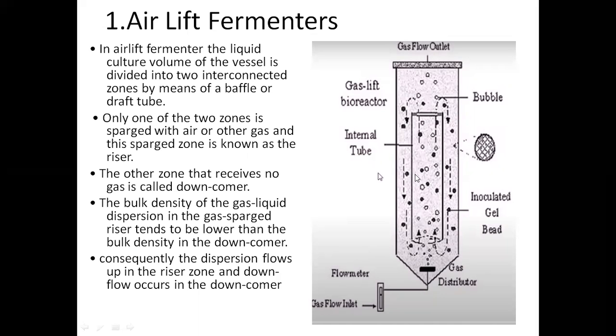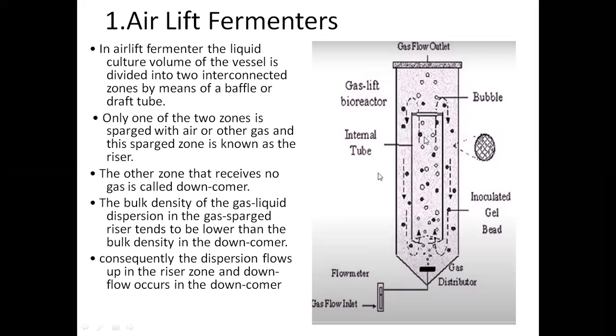Only one of the two zones is sparged with air. We are passing the air in only one zone, that is the internal zone, and this zone is known as the sparged zone. The other zone does not receive any air, and it is known as the downcomer. So this is the riser, the internal portion where we are sparging the air or the gas, and the outer portion where we are not inserting any gas or air is the downcomer.